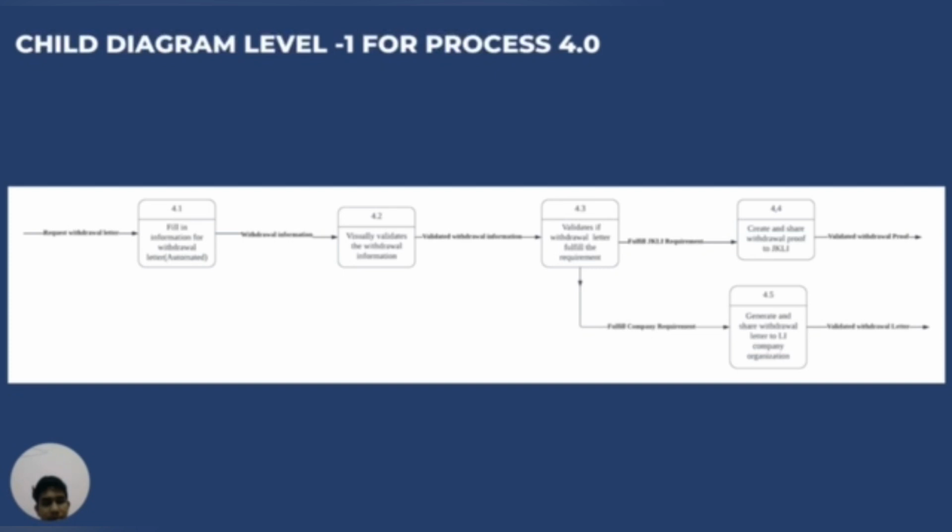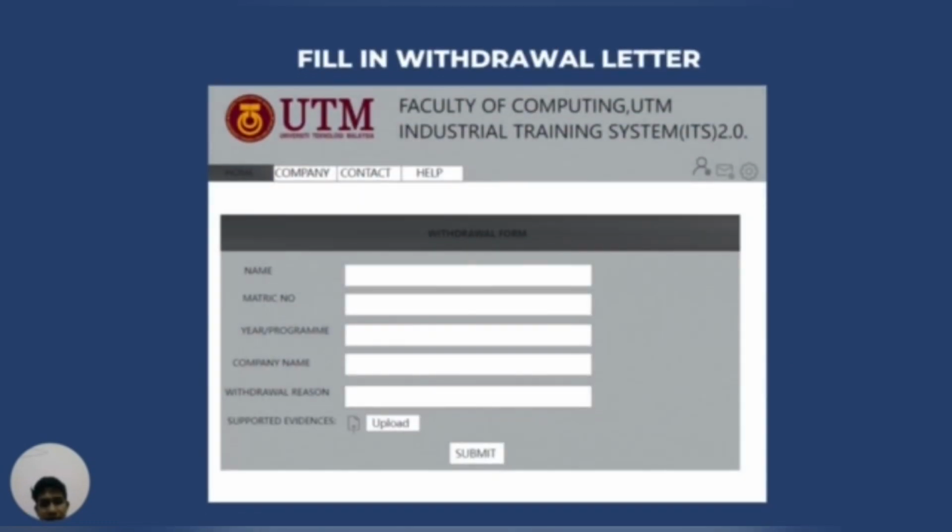It checks whether it fulfills the requirement for the JKI and the company. If it fulfills the JKI requirement, it will be created and shared to the JKI. And if it fulfills the company requirement, it will be generated and shared to the company. So I will proceed to the interface.